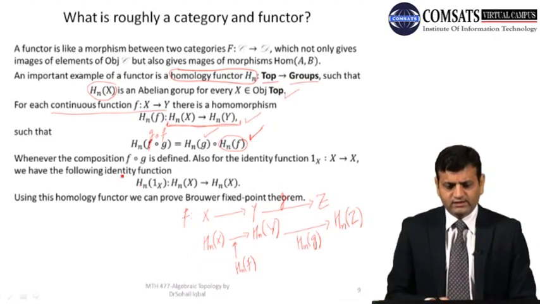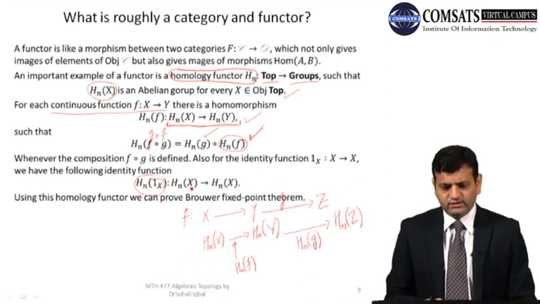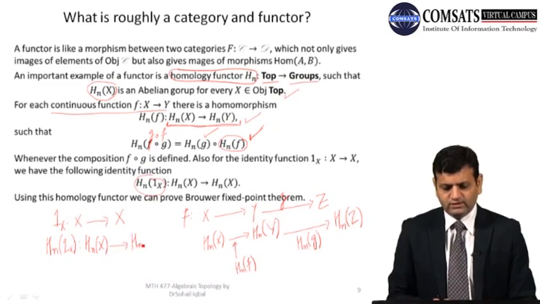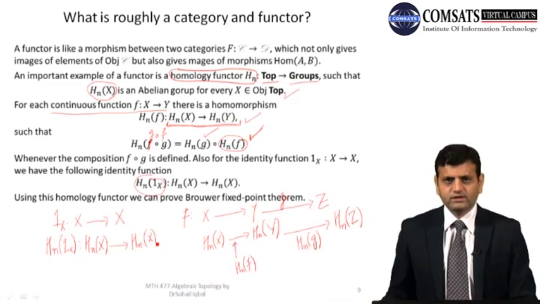Okay, so similarly, it also takes the identity function from the category of topological spaces. For example, if we have the identity function between the topological space X and X, then under this functor, this identity map is mapped to the identity of these abelian groups, so Hn(X) to Hn(X). We will see in detail and in a precise way what a functor is, but this is roughly what a functor does.